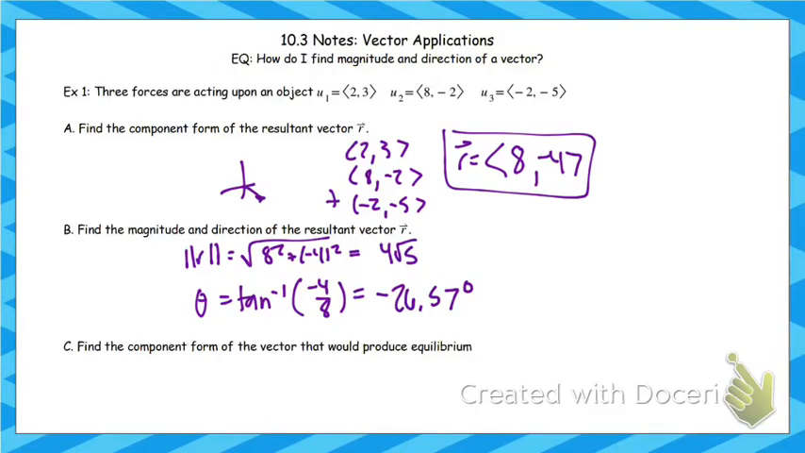Then we're also going to look at what's called equilibrium. What's happening here on the box is that it has a vector with component form 8, negative 4 being pushed on it. If the box is at the origin, it would be like that. So we just took that and moved it around. The one that would produce equilibrium, basically keeping that box from moving, would be the exact opposite vector. So the opposite vector creates equilibrium, and the opposite vector here would be negative 8, 4.